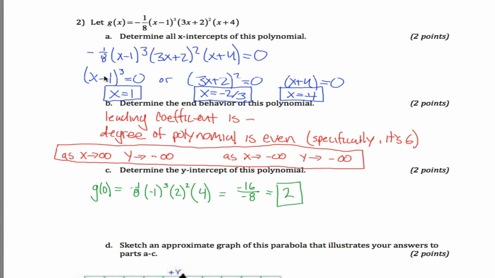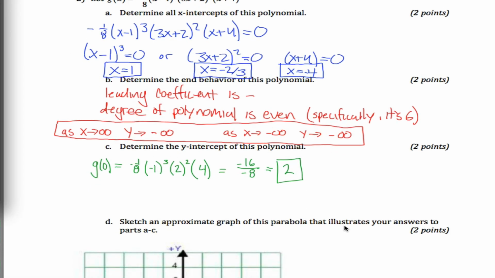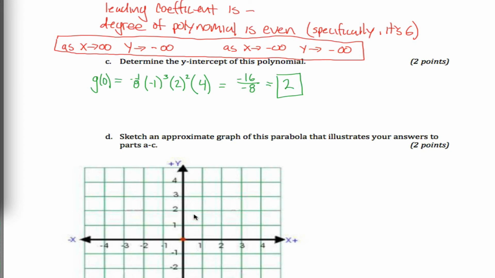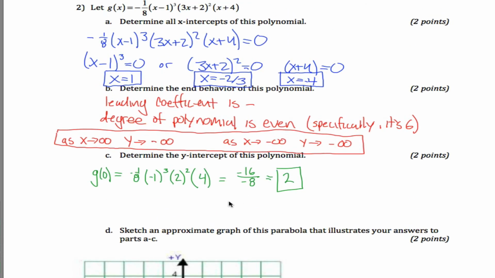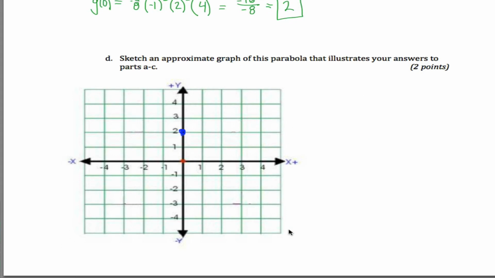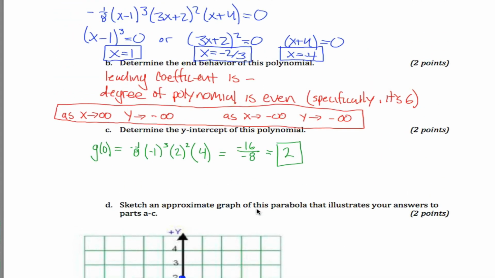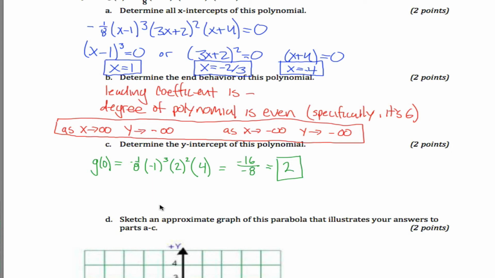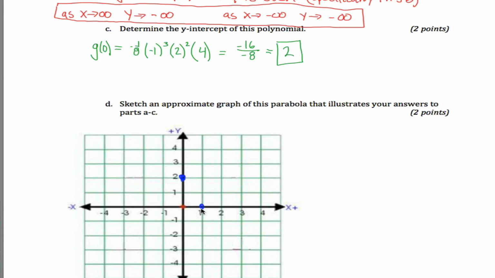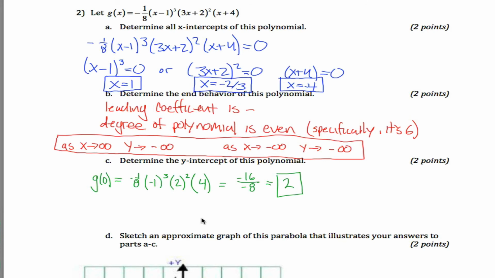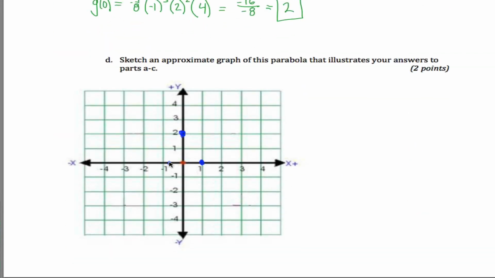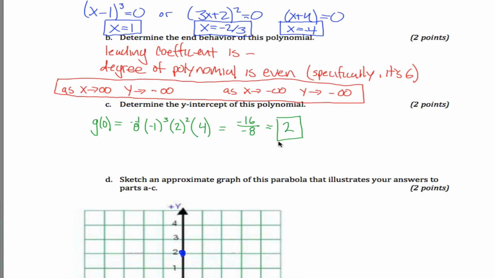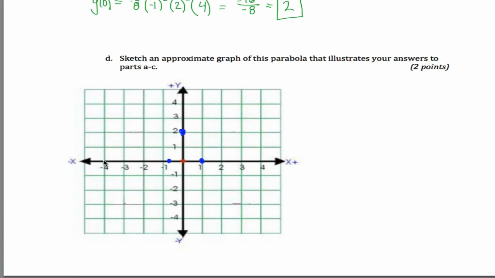Now it's saying, okay, you did all that work, draw me a picture. I can do that. The y-intercept is at 2, meaning it's going to go through that point right there. The end behavior, when x goes towards infinity, y goes to negative infinity. When x goes to negative infinity, y goes to negative infinity. What that means is the arrows are going to point down in both directions. X-intercepts, I got an x-intercept at 1. There's 1. I got an x-intercept at negative 2/3, somewhere in there. And I got an x-intercept at negative 4.